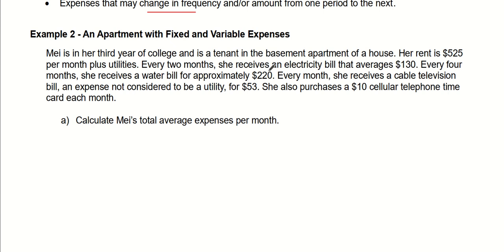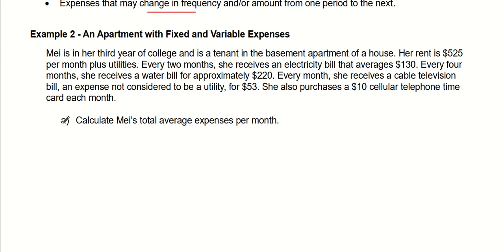Every 2 months, she receives an electric bill that averages to $103. Every 4 months, she receives a water bill for about $220, and every month she receives a cable television bill, which is not considered a utility, but she's still paying for it, so it's $53 every month. And she also purchased a $10 cellular plan. So it's asking you to calculate May's total average expenses.